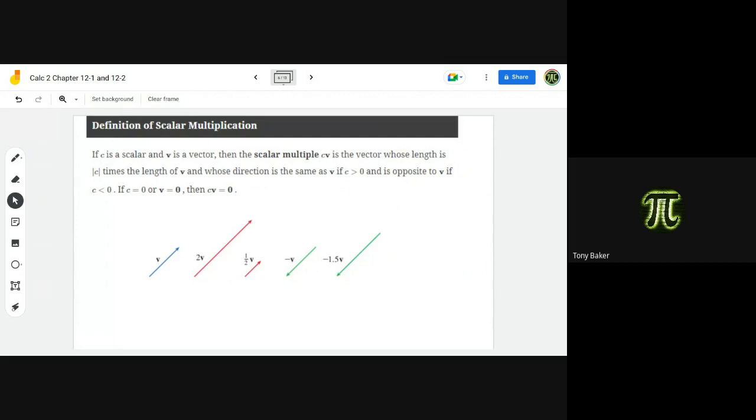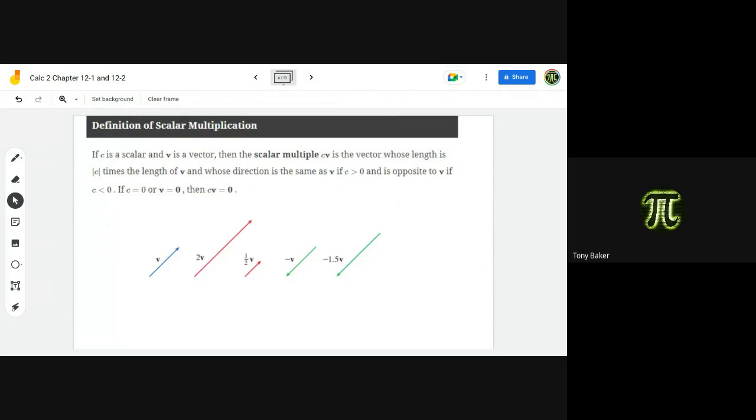We're going to look at a few different types of multiplication of vectors. Next week, we're going to look at the dot product and the cross product. Those are two different ways of multiplying vectors. Today, we're only looking at scalar multiplication. Scalar multiplication is just a length.